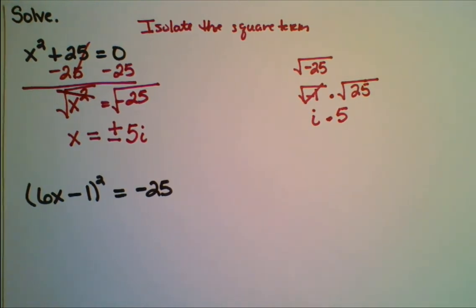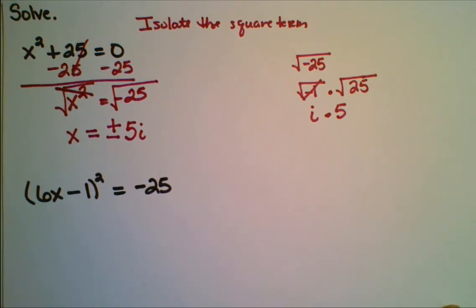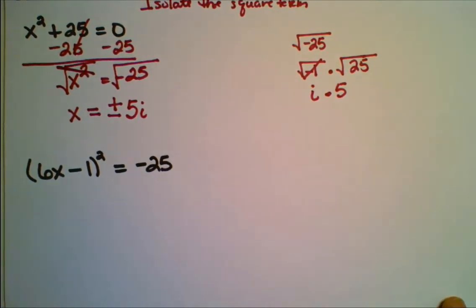And that is all we can do. We have our two solutions. This happens to be a complex number. There we go, a positive and a negative.